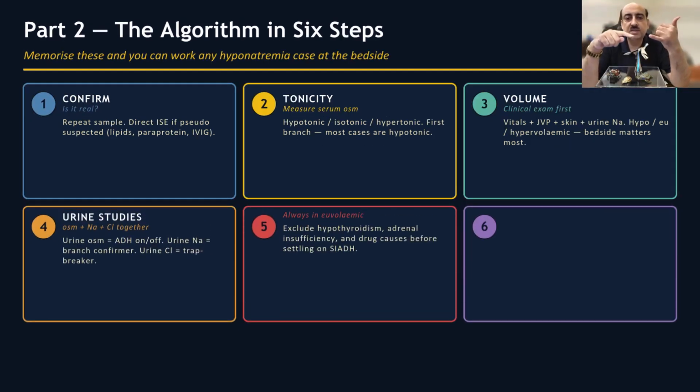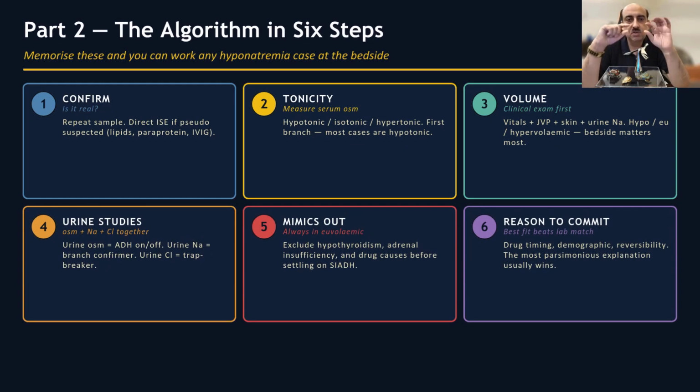So the algorithm in 6 steps, we need to memorize all of these steps. Number 1, confirm hyponatremia. If you're suspecting pseudo, it will come to the tonicity part as well, but then you can do the direct ISE, VBG, etc.